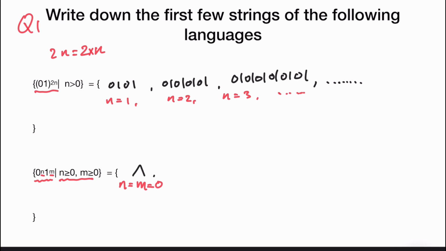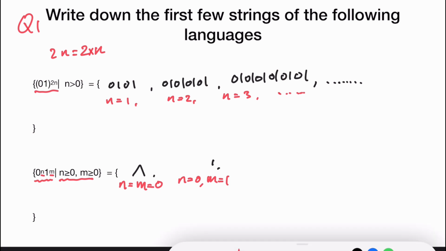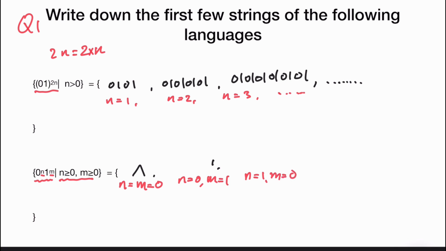So really that means you should have an empty string. The empty string is represented by lambda. Now, what if n is 0 but m is 1? We get 0 to the 0, 1 to the 1, which means a lambda followed by 1. If we already have some character, we don't really need to represent lambda, so we delete that. Next, how about n is 1, and we make m 0. Then we get 0 without 1.